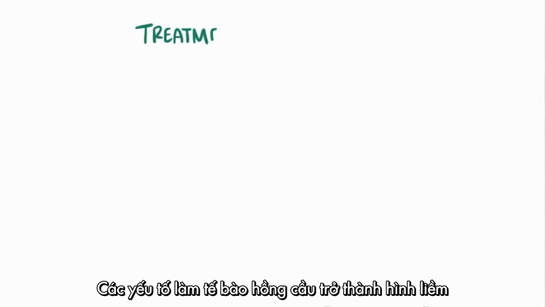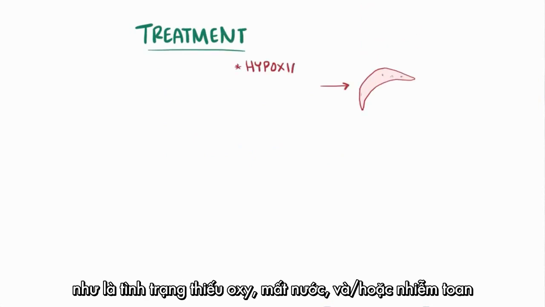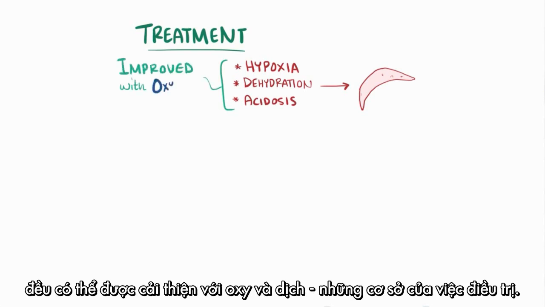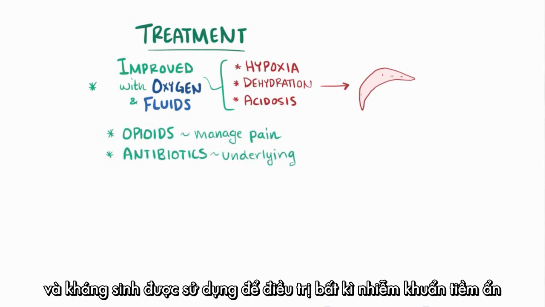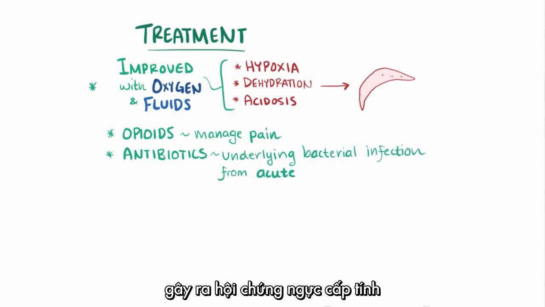The factors that cause red blood cells to sickle, which are hypoxia, dehydration, and/or acidosis, can all be improved with oxygen and fluids, which are the mainstays of treatment. In addition, opioids are usually used to manage pain, and antibiotics are used to treat any underlying bacterial infections causing acute chest syndrome.